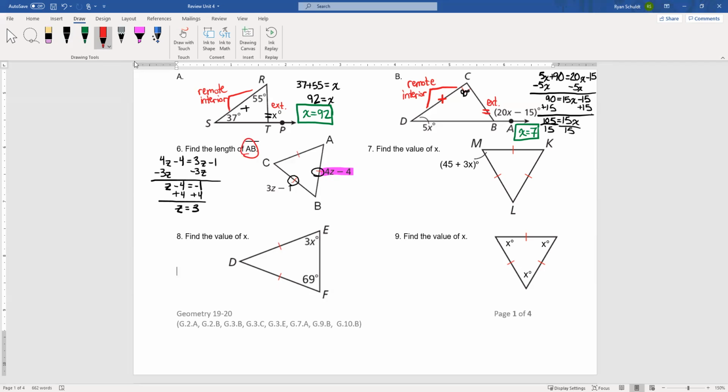So that means we have to plug it in. So AB equals 4 times 3 minus 4, which is 8. Therefore, AB equals 8.